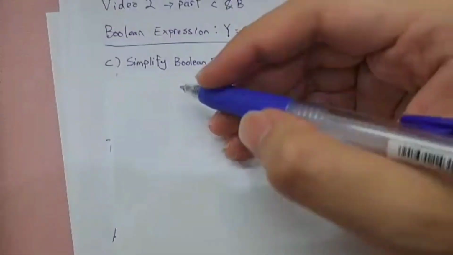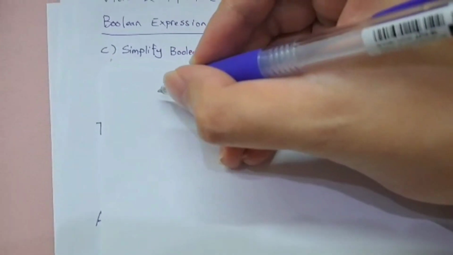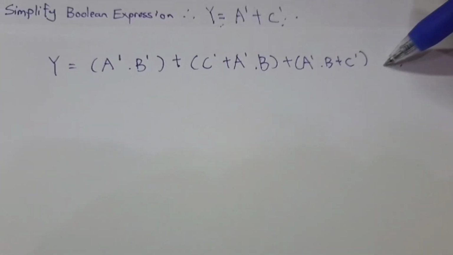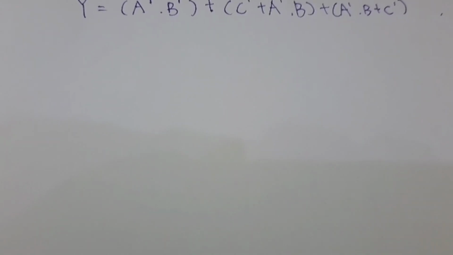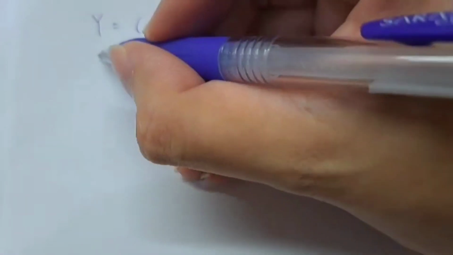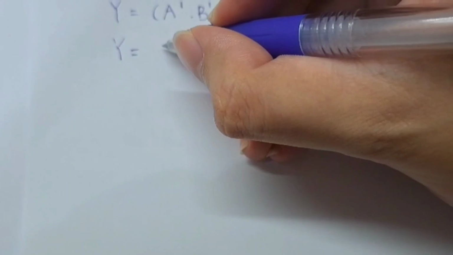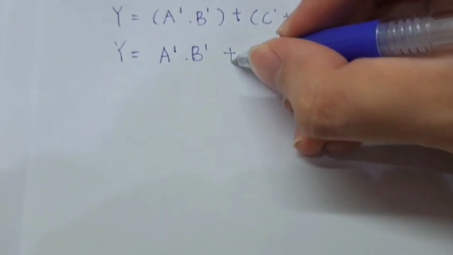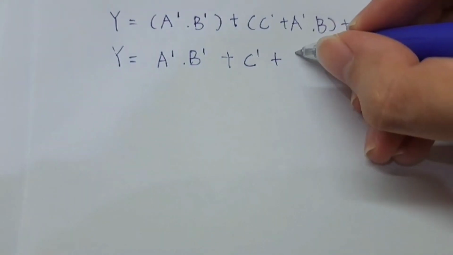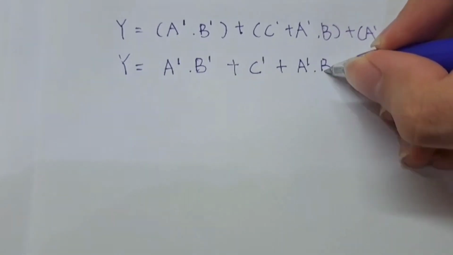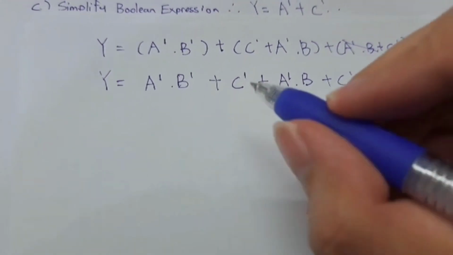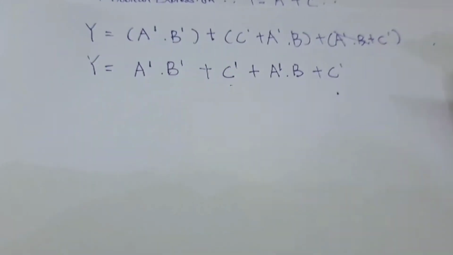To simplify this, how do I get the answer? Actually, it follows the rules. So this is what we get from part B. And now we have to simplify this. So it will become A prime B prime plus C prime plus A prime B plus C. So now follow the rules. We have 2 C, but we just take 1. So what we get, we'll get this.